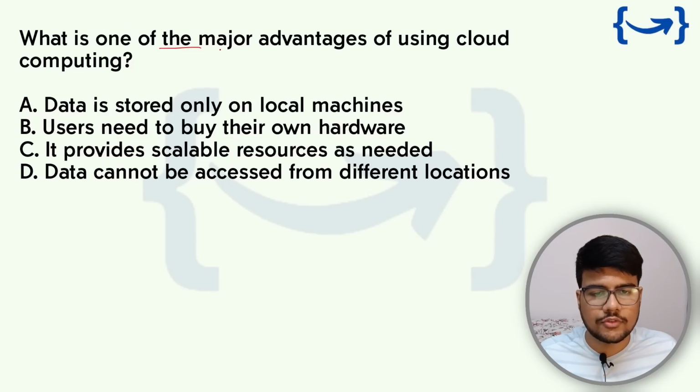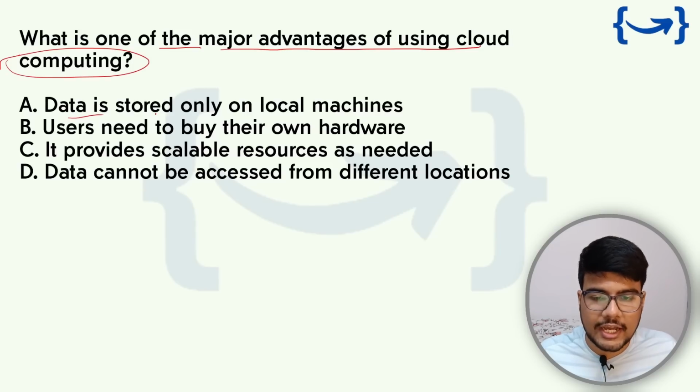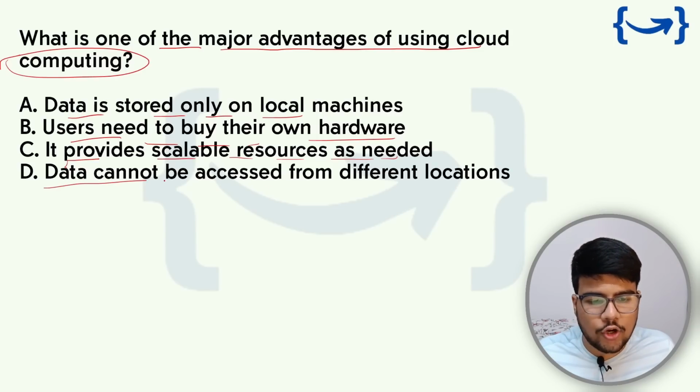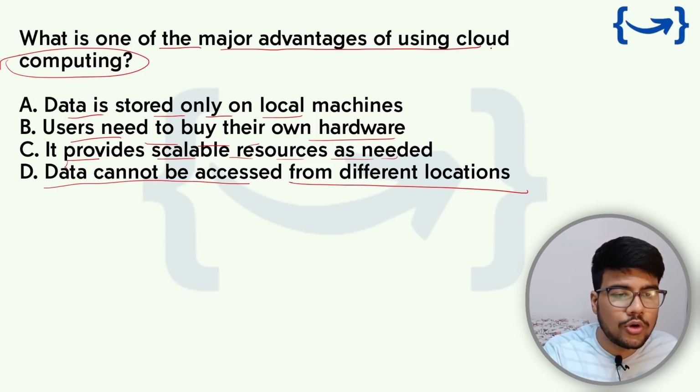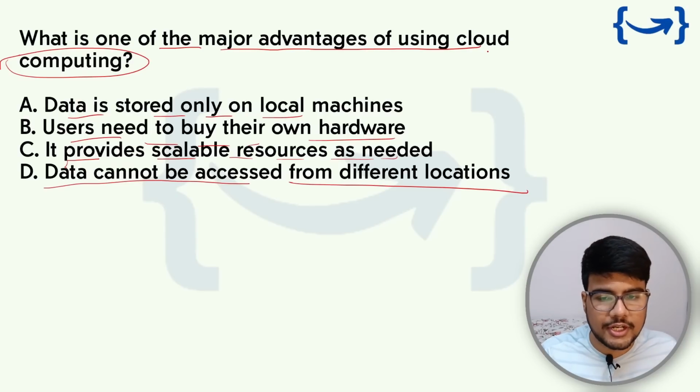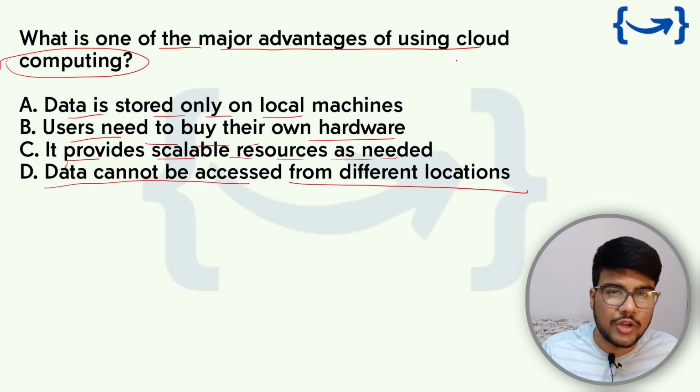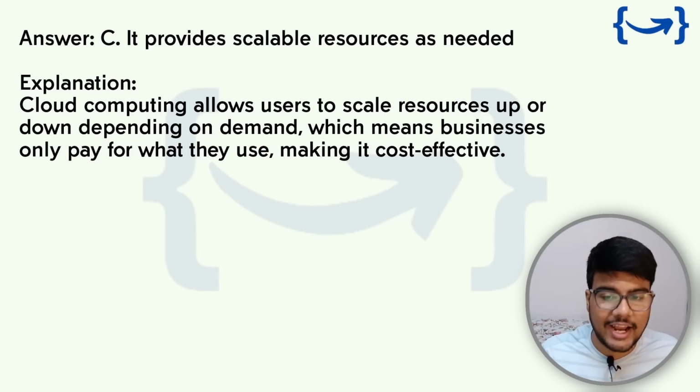What is one of the major advantages of using cloud computing? Data is stored only on local machines. Users need to buy their own hardware. It provides scalable resources as needed. Data cannot be accessed from different locations. So using cloud computing, what stuff will it get you? Don't you think it provides scalable resources whenever I need? That's the particular thing that every company is looking for, and I am also looking for. So yes, C is the right option.